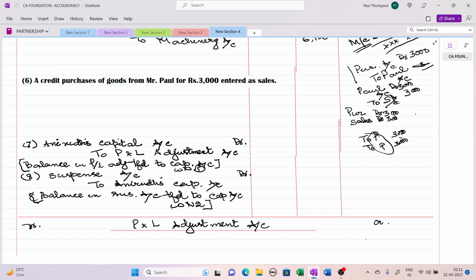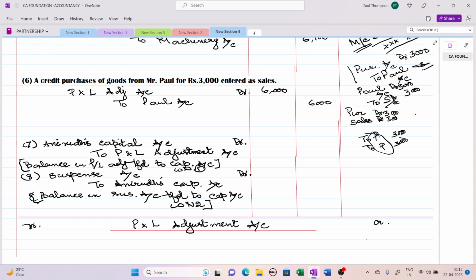Now purchases and sales both are nominal accounts. So I can't touch these accounts. So I am going to touch the P&L adjustment account. I am going to put both the figures into P&L adjustment account. You can't write the same name number of times, only one time you can write. So we are writing PL adjustment account debited with 6000 rupees to Paul account 6000 rupees.